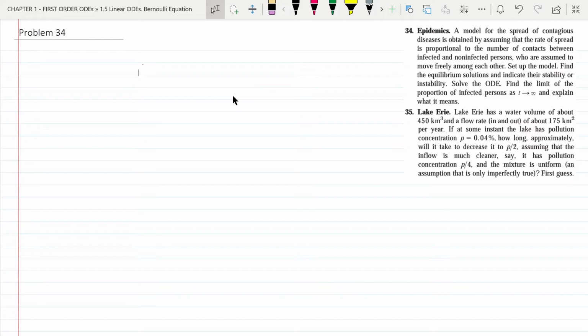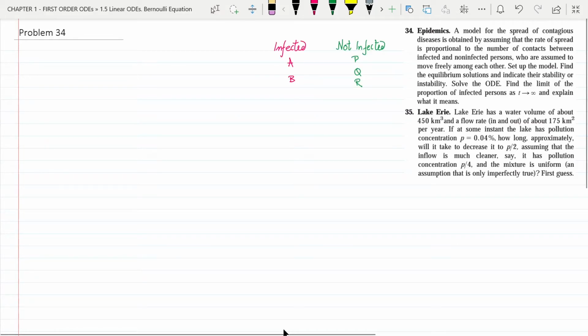Problem 34, epidemics. A model for the spread of contagious diseases is obtained by assuming that the rate of spread is proportional to the number of contacts between infected and non-infected persons who are assumed to move freely among each other. Set up the model, find the equilibrium solutions, and indicate their stability or instability. Solve the ODE, find the limit of the proportion of infected persons as t tends to infinity, and explain what it means. Let's start simple.